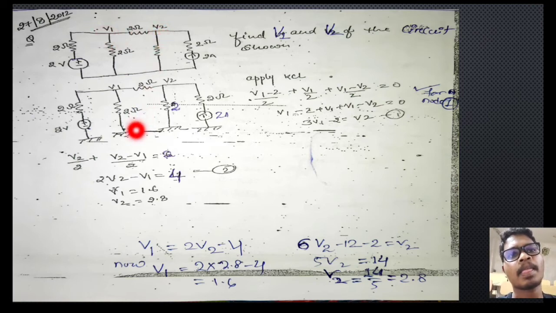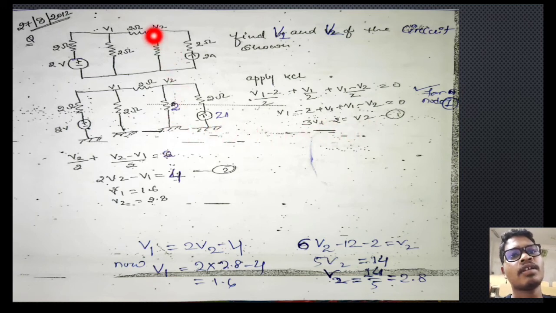First apply KCL at node V1. (V1 minus 2) divided by 2 is equal to V1 divided by 2, plus (V1 minus V2) divided by 2, that is equal to 0. This is equation number 1. After calculating this, 2 will be transferred to the right hand side. V1 and V1 give 3V1 minus 2, and only V2 is there, so we transfer V2 to the right hand side. So 3V1 minus 2 is equal to V2.